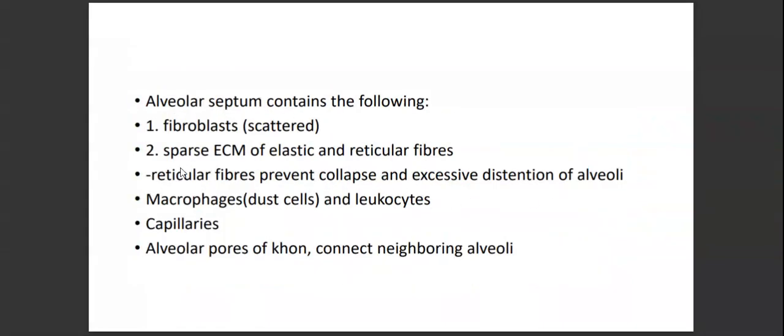So number one, we have fibroblasts. Fibroblasts are connective tissue cells. Their function is to produce extracellular matrix, and hence, where we have fibroblasts, we are sure of having extracellular matrix. So the second thing that we find in the alveolar septum is the extracellular matrix. This extracellular matrix is actually sparse and it's made of elastic and reticular fibers.